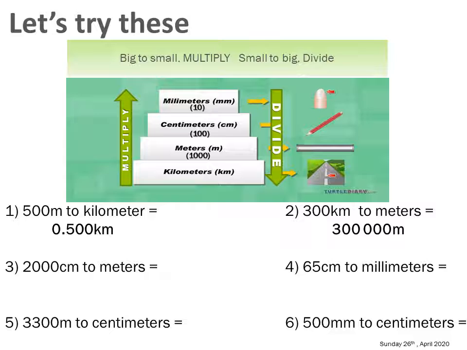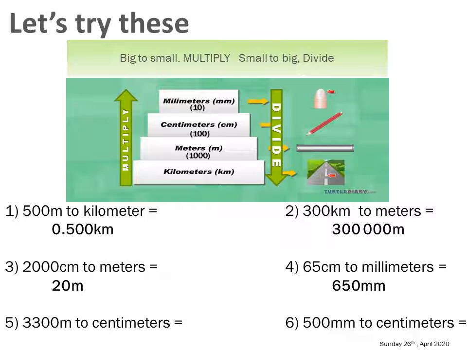So now what will I do? I will multiply 65 multiplied by what? Not 100, by 10, because 10 millimeter is equal to 1 centimeter. So I will multiply now by 10. 65 multiplied by 10, 650 millimeters. Now here, this is the answer for 3 and 4.